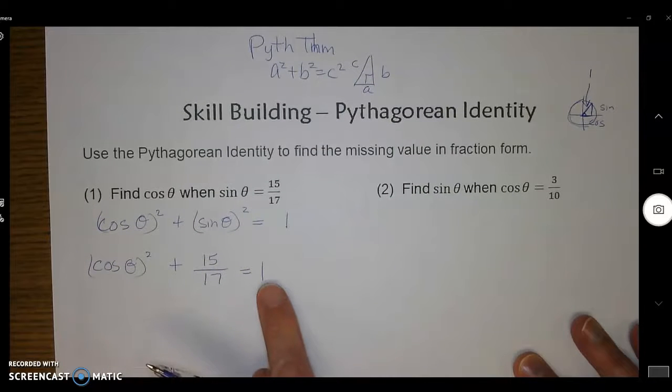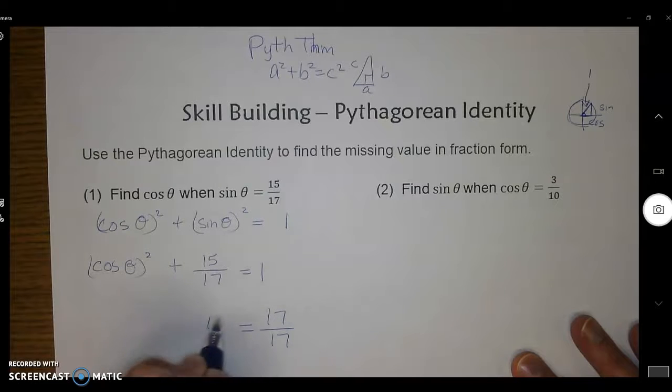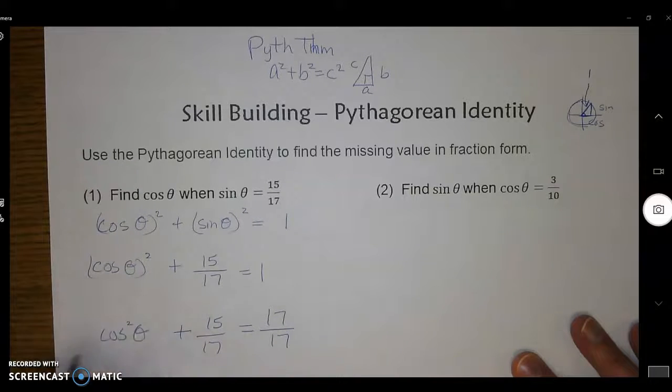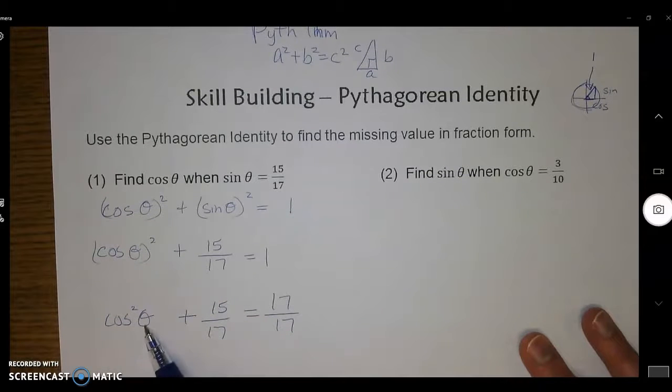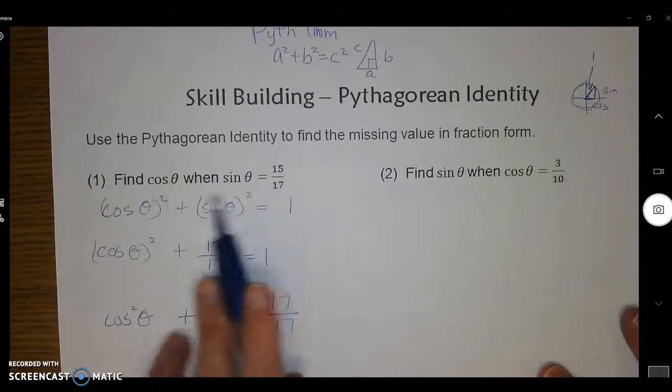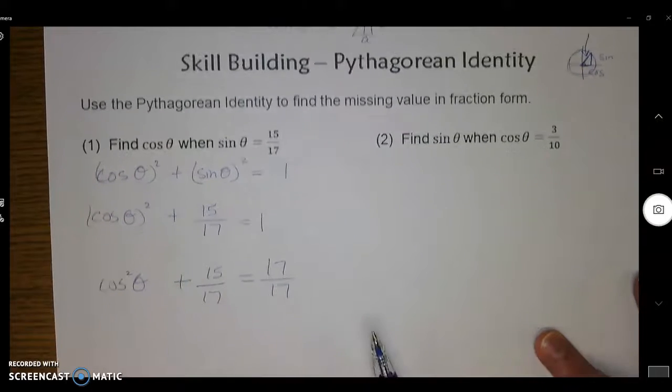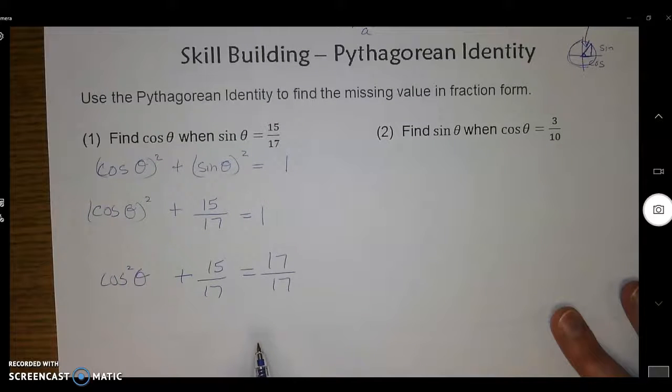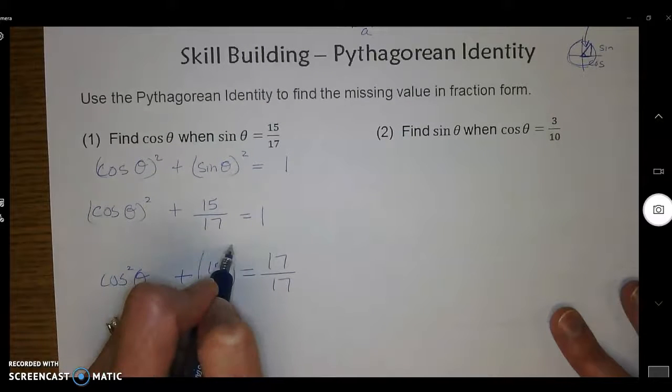Okay, I need to make this a fraction with a denominator of 17. So 17 over 17. Sometimes you'll see cosine squared written like this, and then they don't have to write as much, it's faster. So instead of writing it in parentheses like that, we're going to write it like that. And now we got to square things.